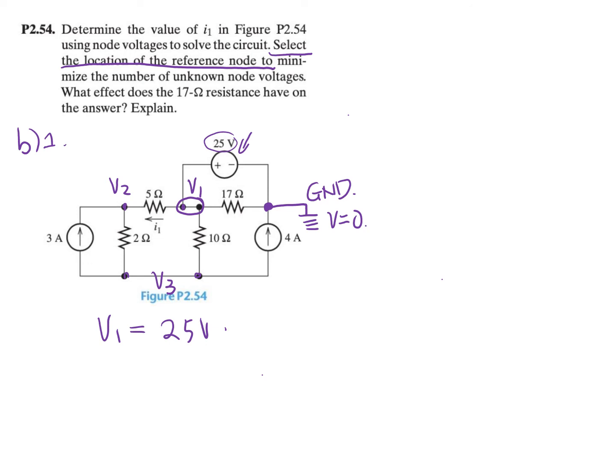However, if you choose somewhere else as a reference node to be the ground, for example here, we cannot fully make use of this voltage source to help us reduce the number of equations and unknowns. So it's a good choice to have our ground placed here. So let's use nodal analysis to solve this circuit.